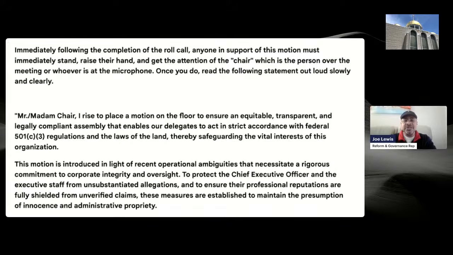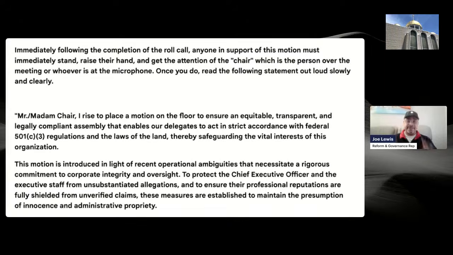This motion is introduced in light of recent operational ambiguities that necessitate a rigorous commitment to corporate integrity and oversight, to protect the chief executive officer and the executive staff from unsubstantiated allegations, and to ensure their professional reputations are fully shielded from unverified claims. These measures are established to maintain the presumption of innocence and administrative propriety.